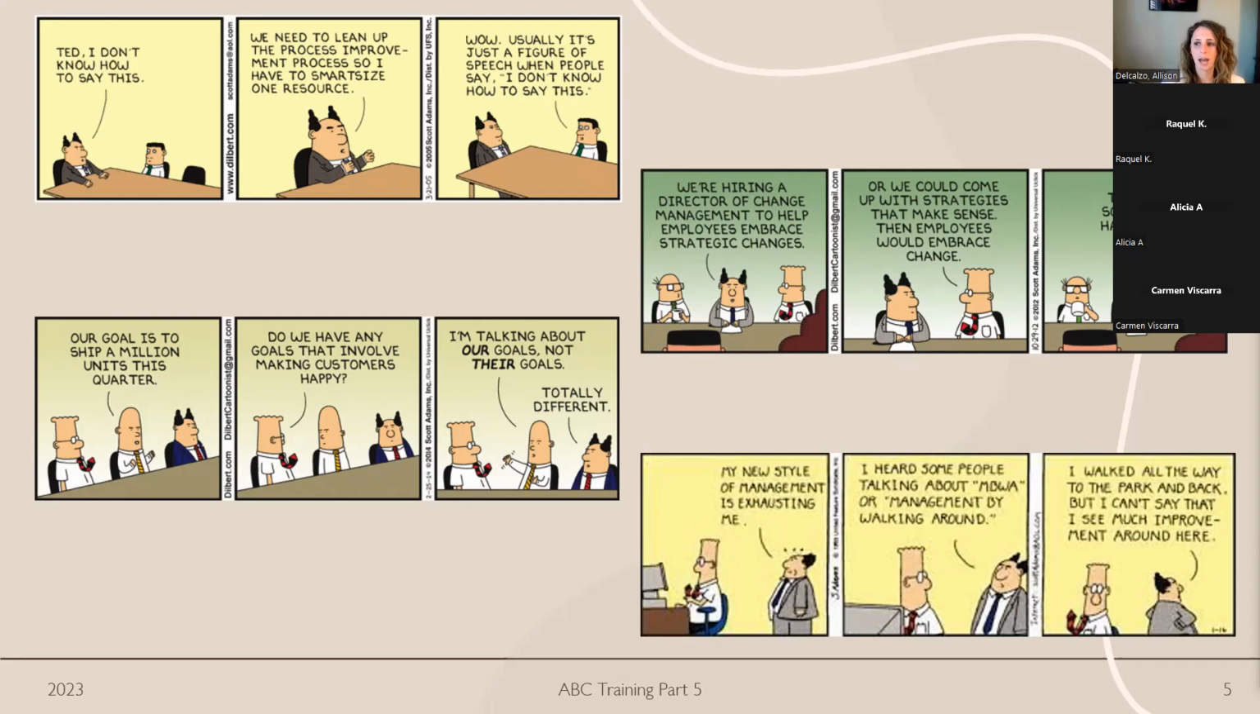And they kind of really highlight the concerns that come up when we're talking about quality improvement. So this first cartoon on the top is all about how complicated the language around quality improvement topics is. So Dilbert's boss says, Ted, I don't know how to say this. We need to lean up the process improvement process, so I have to smart size one resource. And then Ted says back to him, wow, usually it's just a figure of speech when people say, I don't know how to say this, right? And so hopefully our conversation today will help to simplify things.